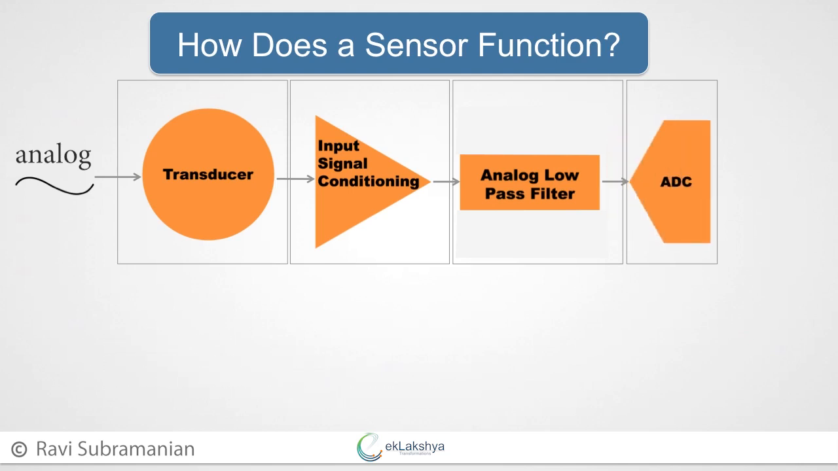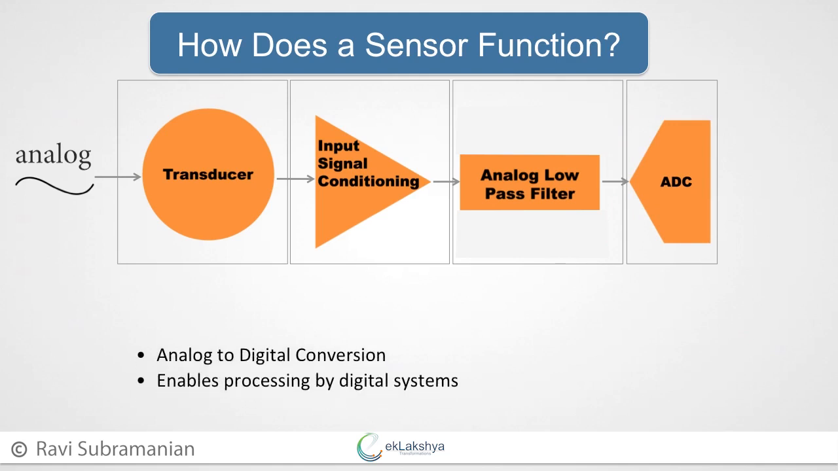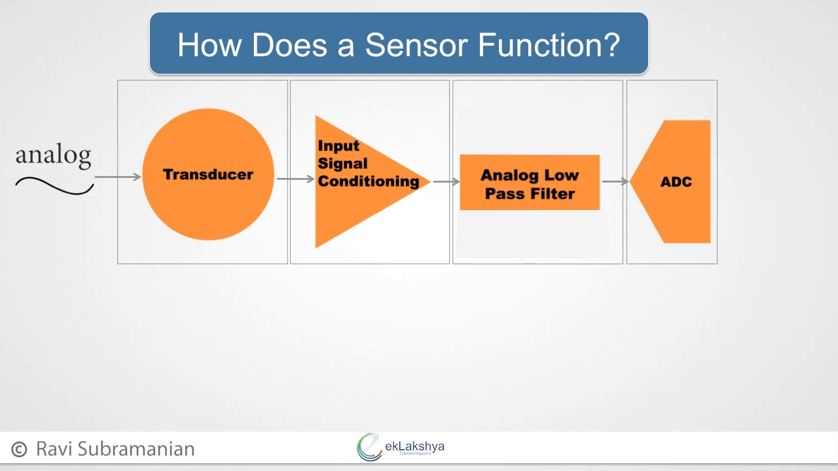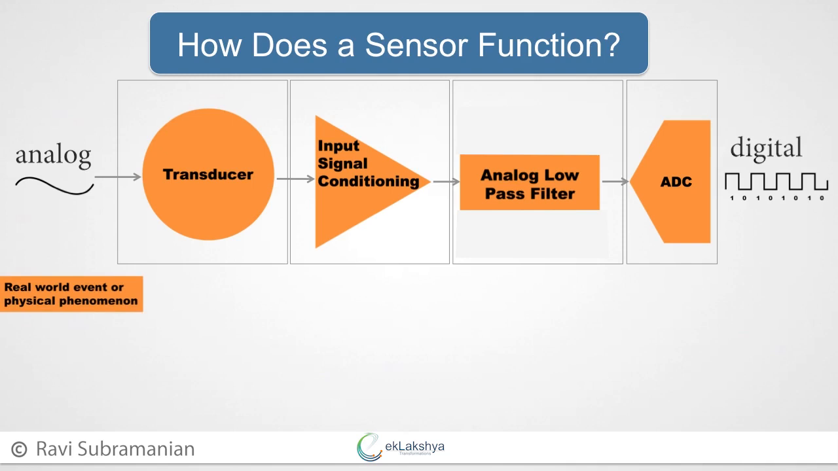Then finally, the analog to digital converter, which is the ADC, is used for converting the analog signal to the digital equivalent. This enables processing by digital systems and it is fed to digital systems such as microprocessors. So as you see, a real world event or a physical phenomenon comes in as an analog signal and gets converted to an electrical measurable output such as a digital signal.